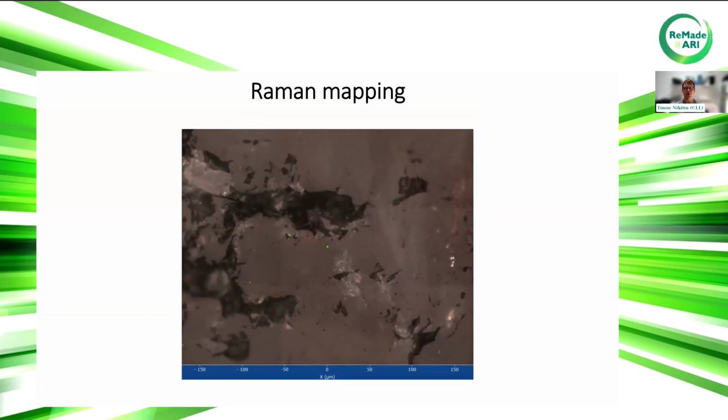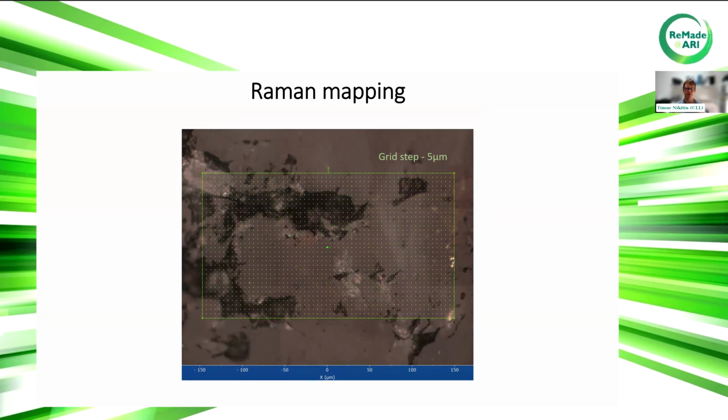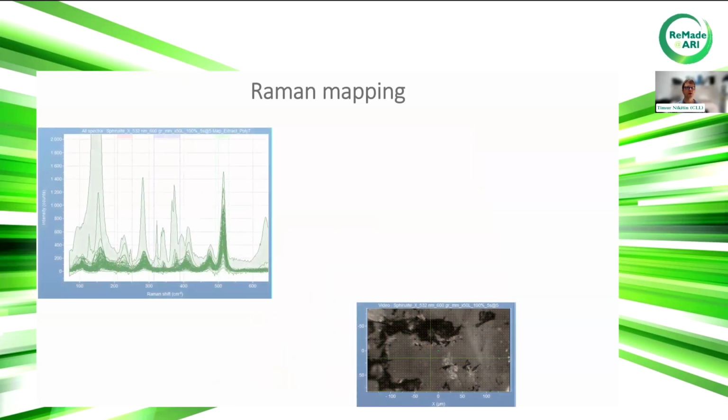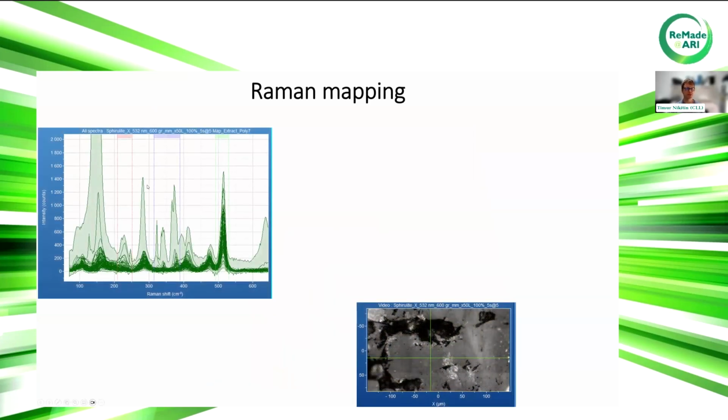So in this case, we were doing the so-called Raman mapping. This is the optical photograph of the sample that was measured. In our setup, we can design an area of interest, define the step, and then take a Raman spectrum in each spot to find the conditions.